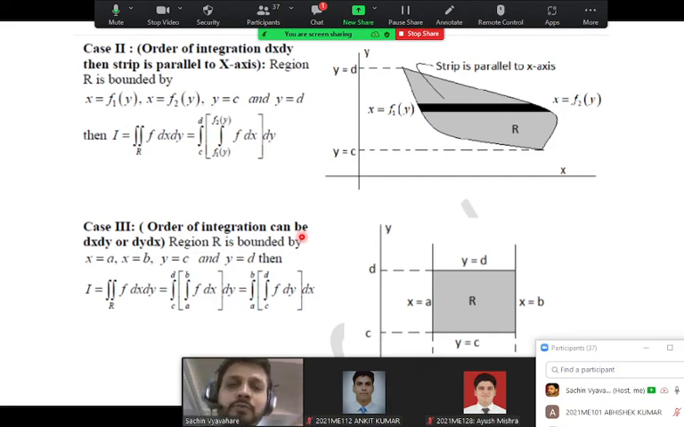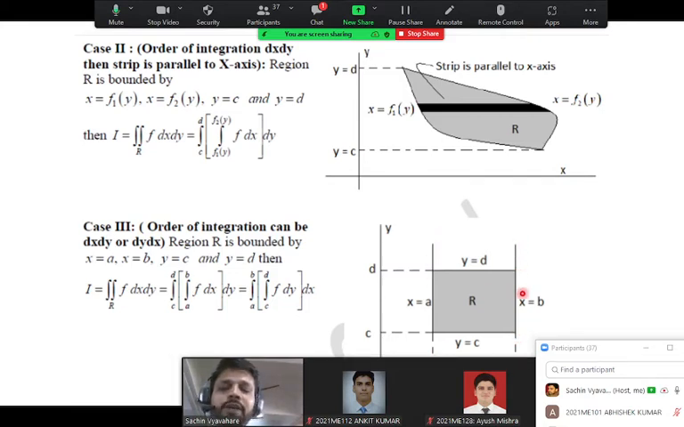Now one last and most important thing: constant limits everywhere indicate our region should be a rectangle or square. You will observe in this case it looks like a square. So whenever the region of integration is a rectangle or a square, then only do we have all limits as constants. You will observe the region R is bounded by x equal to a, x equal to b, y equal to c, y equal to d. Our region is bounded by four straight lines here: y equal to c, another straight line y equal to d, x equal to a, and x equal to b.